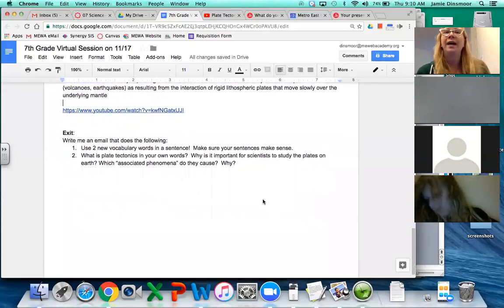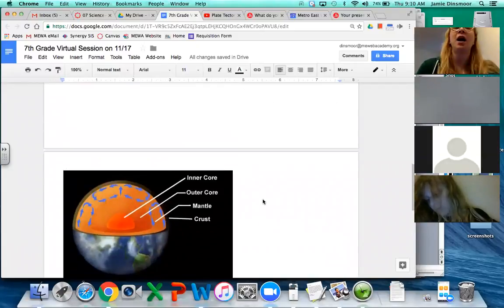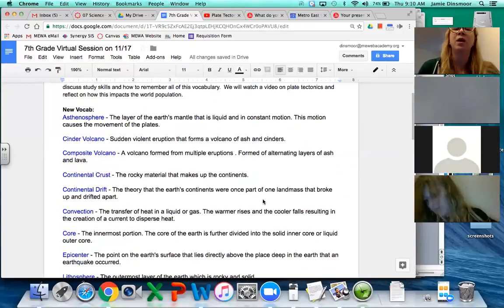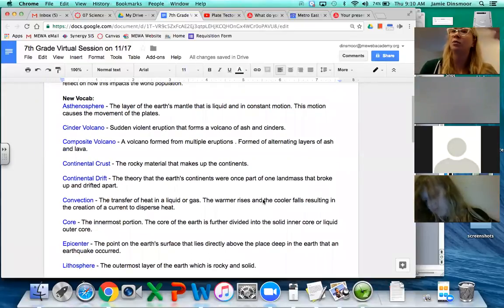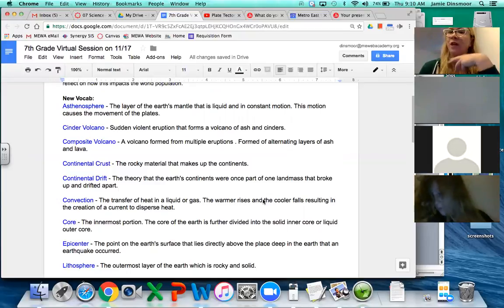So the exit here, actually, before we get to the exit, I just want to say, what's the best way to study, right? We have all this new vocab. Some of it is not all going to be in the first lesson, right? We're going to have it broken up over 5 or 6 lessons here. What do you think the best way is to remember this vocabulary?